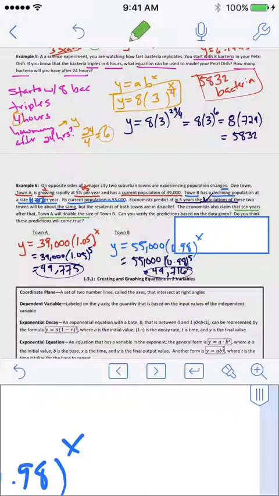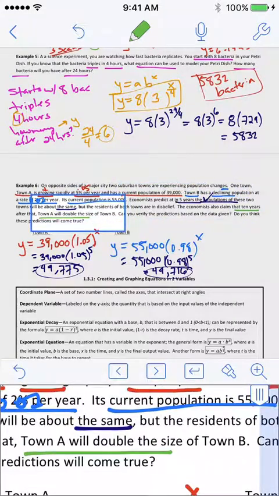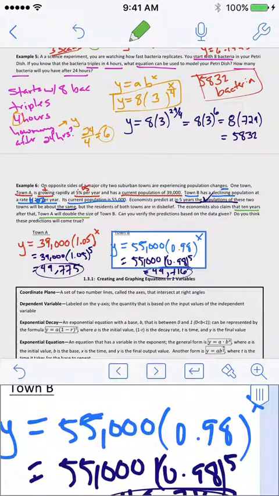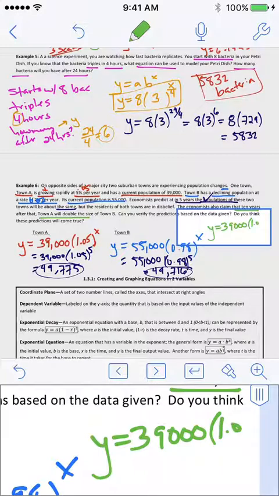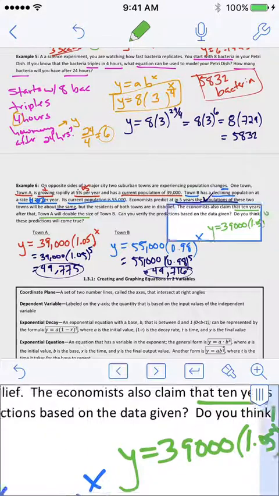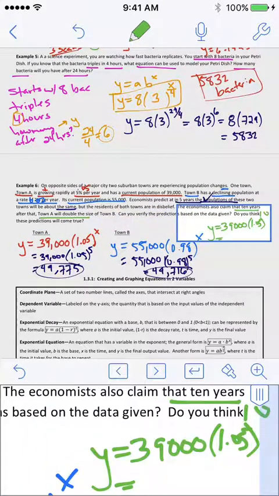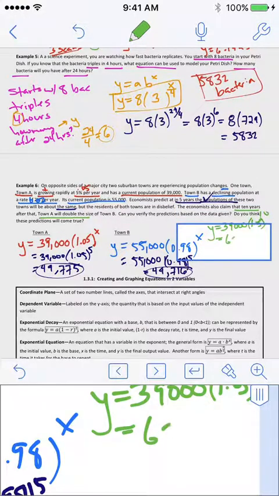Let's also verify that in 10 years, he says that town A will be double town B. So let's take a look at that. Let's plug in for town A. Y equals 39,000 times 1.05, this time to the 10th. That's going to equal, let's see, 1.05 to the 10th times 39,000 is 63,527. Round up, right? Round 7.